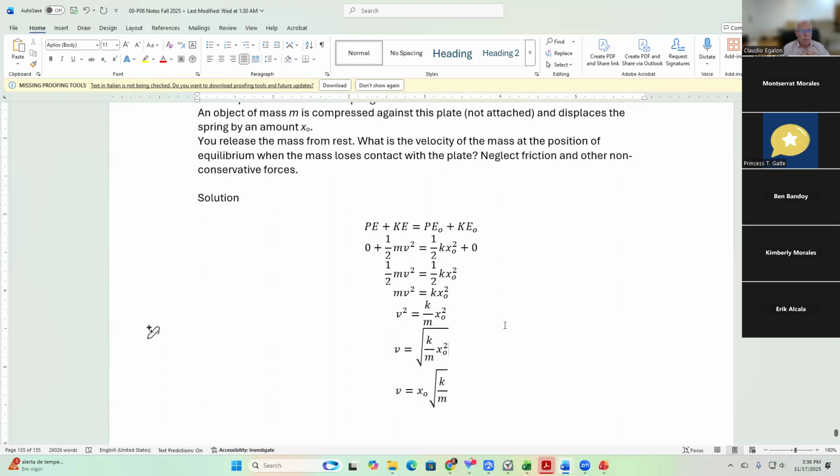This type of problem cannot be solved using forces. It can be solved, but it requires higher order math. It requires calculus.